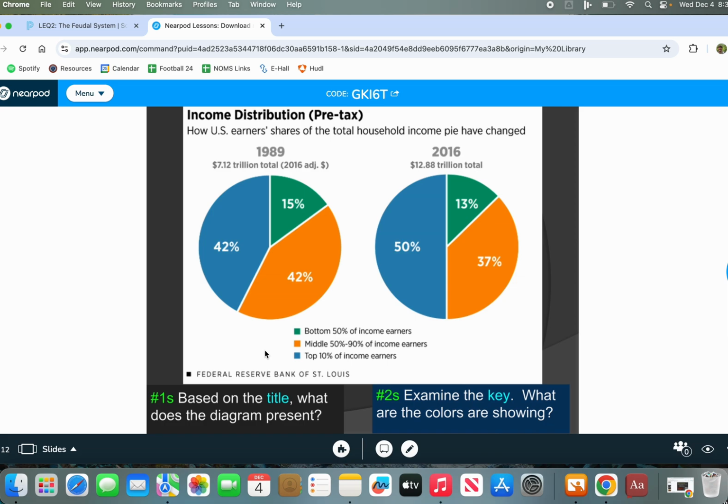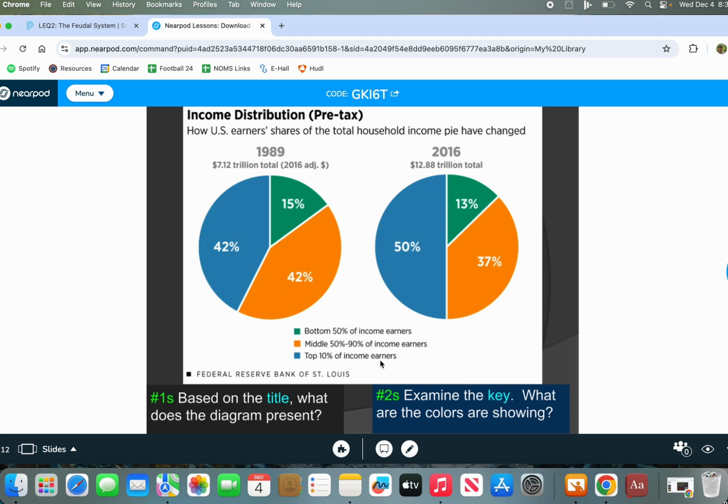The reason why we're talking about this today is, hint, hint, it's going to be on your test. So the bottom 50% of income earners make up 15% of the $7.12 trillion total in 1989. Okay, so the middle 50 to 90% of income earners, so that's your teachers, your bankers, your typical salary job, 42% of that, okay?